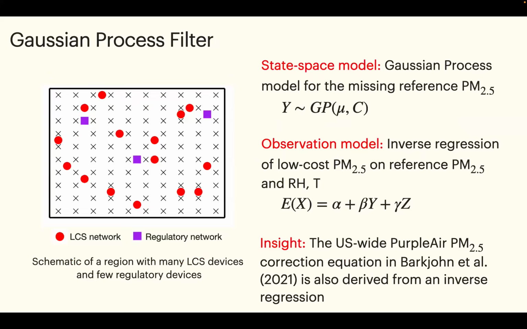But we don't have that. We have something like this. So our solution is simple. We still have the Gaussian process model, except that this y is not observed at most places except one or two. For the other locations, we have the model for the low-cost data that sits on top of the Gaussian process model. So now we have a two-stage model: the Gaussian process model for the latent reference concentrations, and the observation model for the noisy low-cost data.